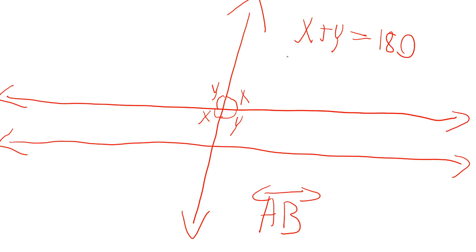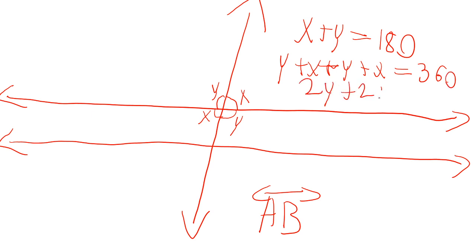And Y plus X plus Y plus X is equal to 360 degrees. In other words, 2Y plus 2X is 360 degrees. Now, 2y plus 2x, 360 degrees.